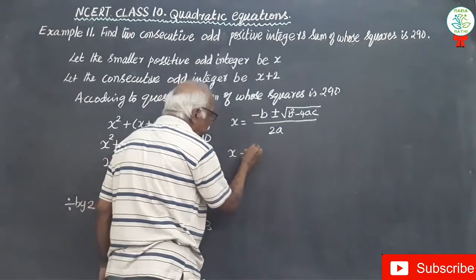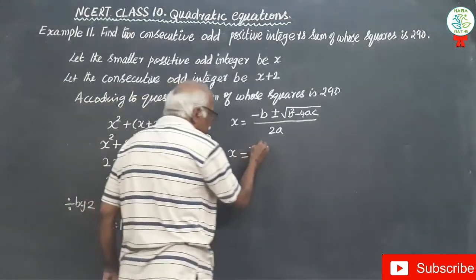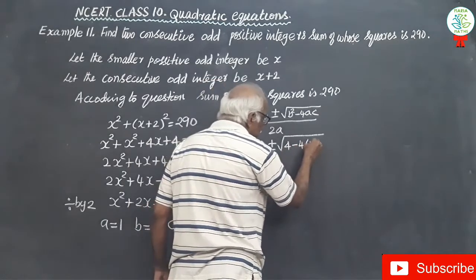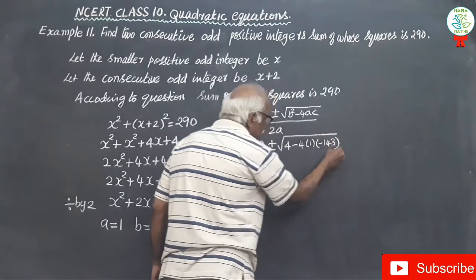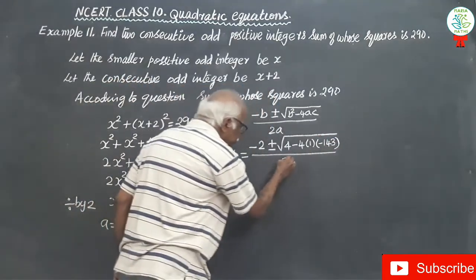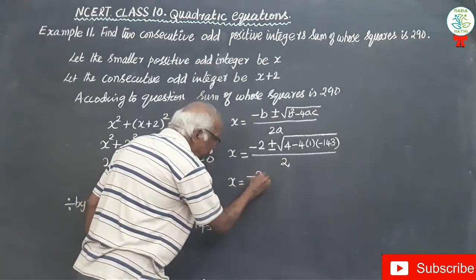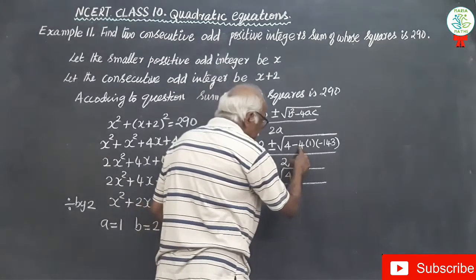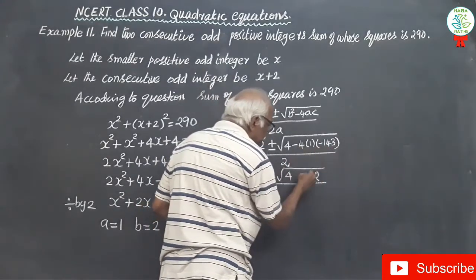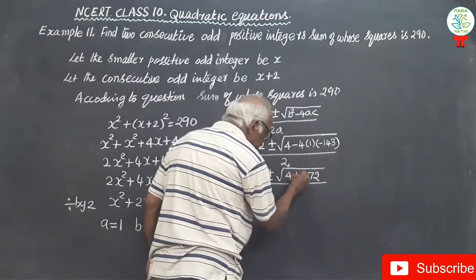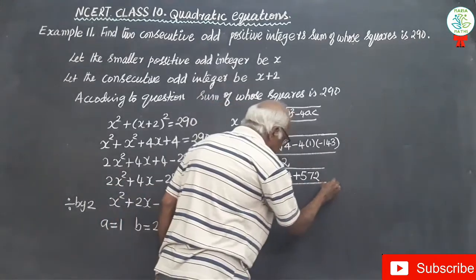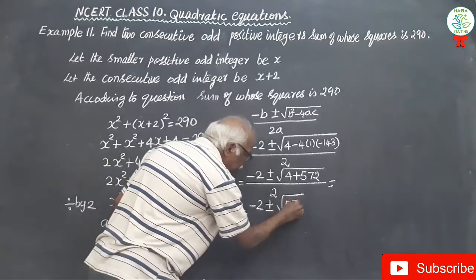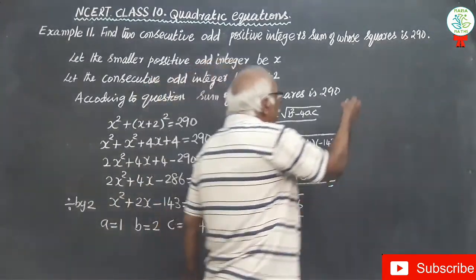x is equal to minus b, b is 2. Minus 2 plus or minus square root of 4 minus 4 into 1 into minus 143, by 2 into 1. x is equal to minus 2 plus or minus square root of 4, 4 3s are 12, 1, 4 4s are 16, 7, 5, plus, minus into minus plus, by 2. x is equal to minus 2 plus or minus root of 576 by 2. Now we have to find the square root of 576.